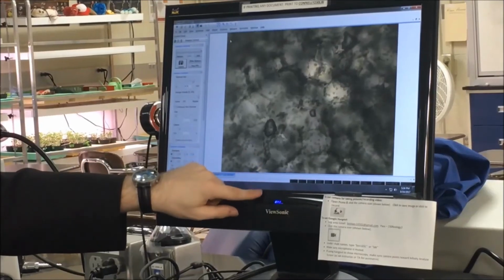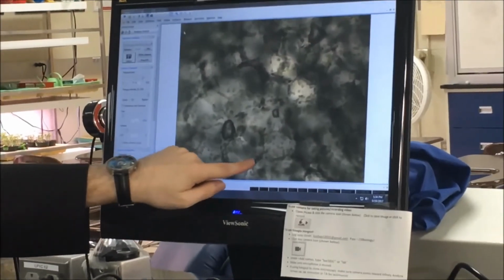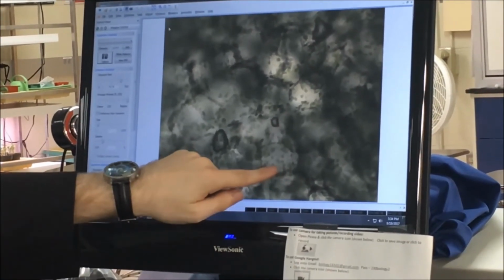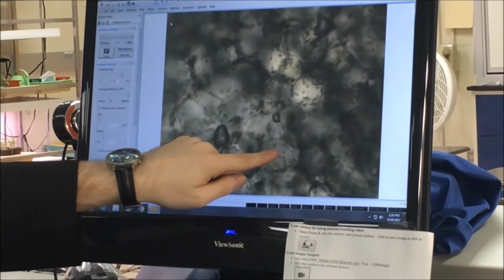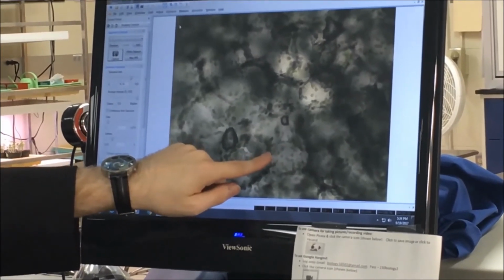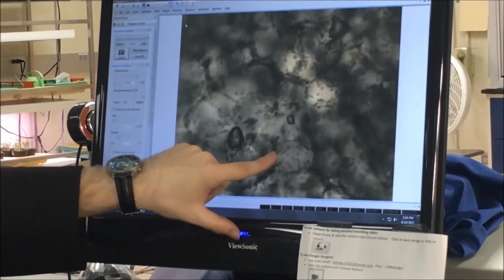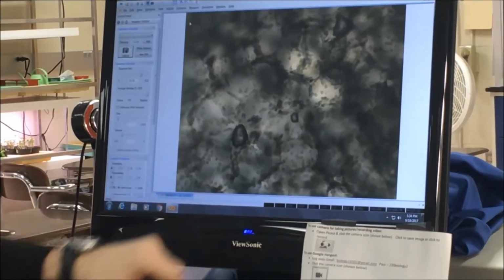We can see some plant cells. The borders that you see here are the cell walls, and the green dots that you can see within the cells are the chloroplasts that contain the green chlorophyll.